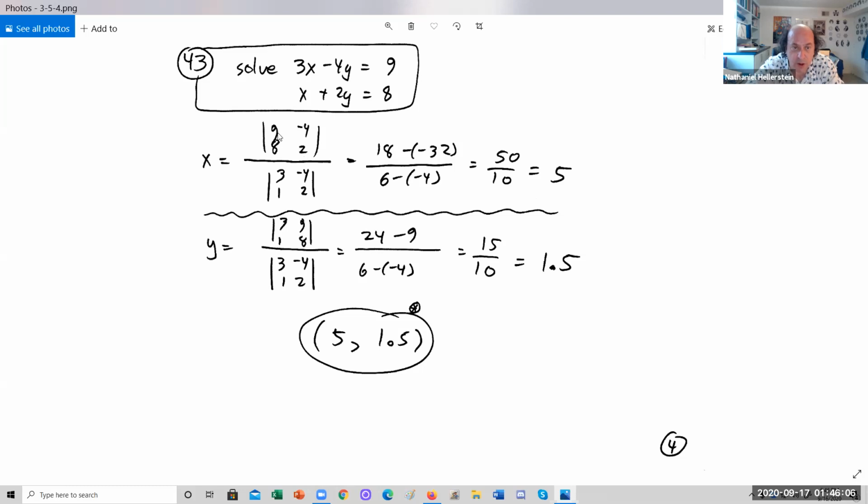In the numerator, for x, 9 times 2 is 18, minus 8 times negative 4 is a negative 32. This is a double negative, 18 minus negative 32. That comes out to 50. So x is 50 over 10, which is 5. For y, 3 times 8 is 24, minus 1 times 9 is 9. 24 minus 9, that's a 15 in the numerator, divided by the denominator 10, that's 1.5. So the solution is 5 by 1.5.